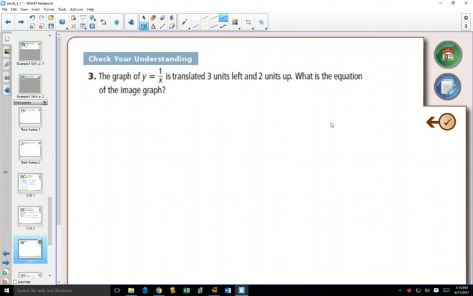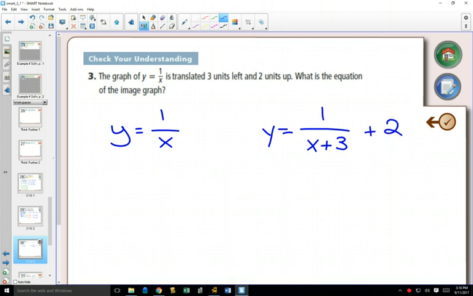So this is my parent graph, y equals 1 over x. We have to think what's inside the function, what's outside the function. And for the most part, I want you to be able to do this directly. So if you went right to writing what the new equation would be, then 3 units to the left, well, that would show up where the x is. And then the 2 units up would be outside the function and show up afterwards.